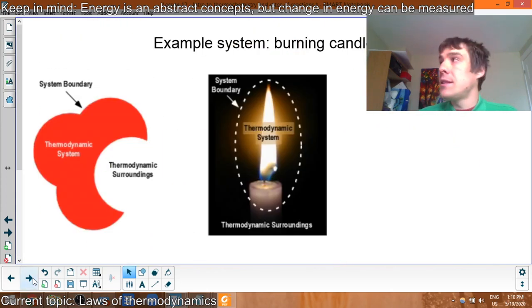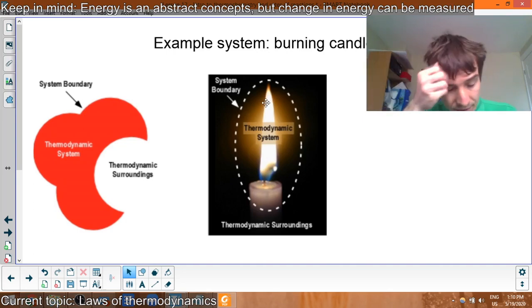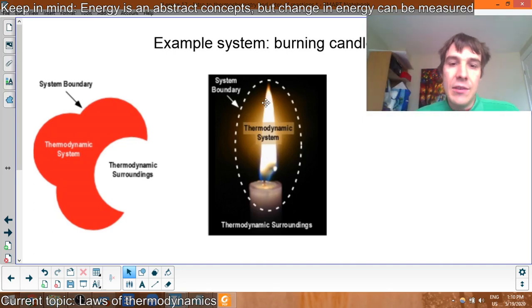Here's an example system, a burning candle. The candle is the chemical system. There is wax coming in and air coming in, and it is burning and exchanging energy with the surroundings. So there is wax coming in from the bottom, air coming in from the outside. The reaction is happening in the flame, and out goes energy, thermal energy. We're heating up the air, and carbon dioxide and water and all that kind of stuff.